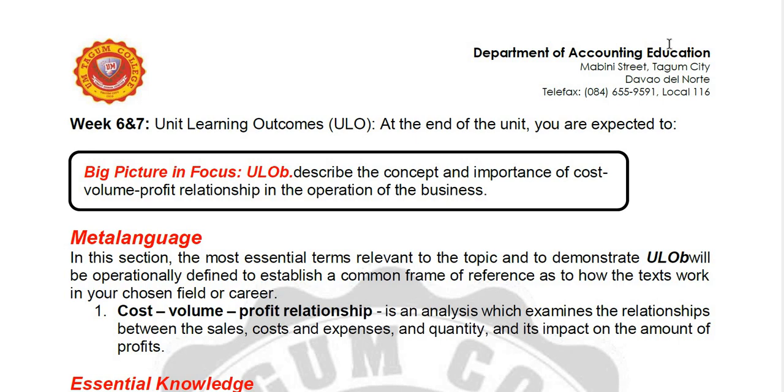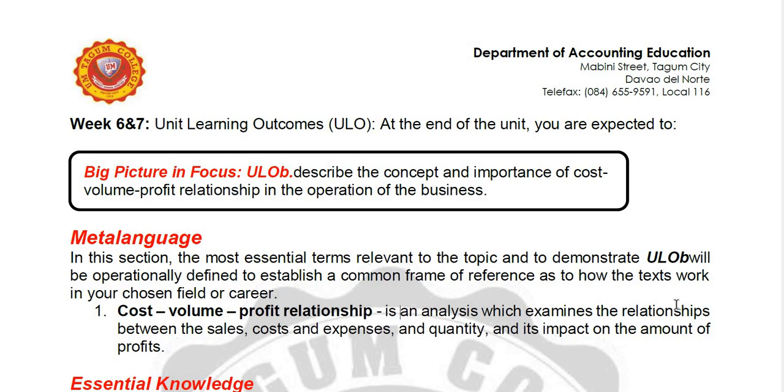So our topic is all about cost volume profit relationship. So first, let us define what is the CVP or cost volume profit relationship. So basically it's an analysis which examines the relationships among the sales, costs, expenses, and quantity or sales volume, and how these elements here would impact on the amount of the profit.